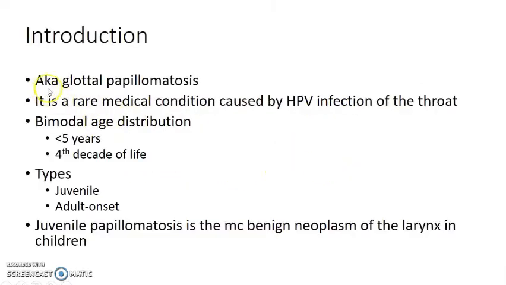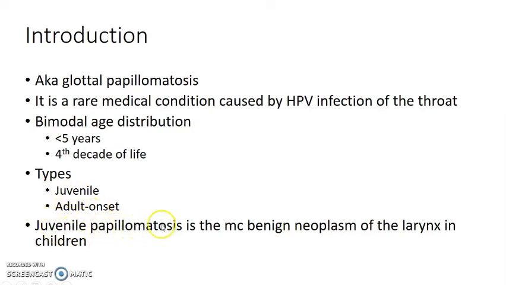Laryngeal papillomatosis is also known as glottal papillomatosis. It is a rare medical condition caused by human papillomavirus infection of the throat. It has a bimodal age distribution, that is, it is common in two age groups. It is common in children who are less than 5 years, and it is common in people in their fourth decade of life. Depending on this, there are two types of laryngeal papillomatosis: juvenile laryngeal papillomatosis and adult onset laryngeal papillomatosis.